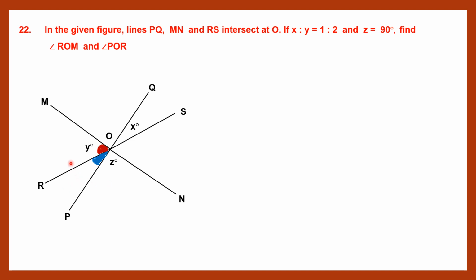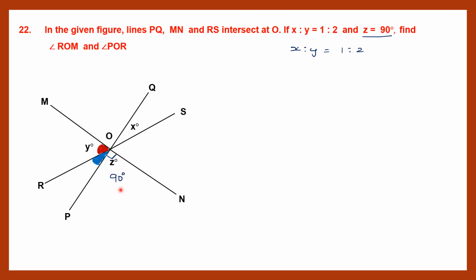Now we have to think of all the properties of angles that we have learned to find out these unknown angles. First of all, what's given to us is this. So let's write it down. It says that x is to y is equal to 1 is to 2. So this is to be kept here for us to understand this and work out our sum. Then we've also been told that z is equal to 90 degrees. That means this angle here, z, is 90 degrees.